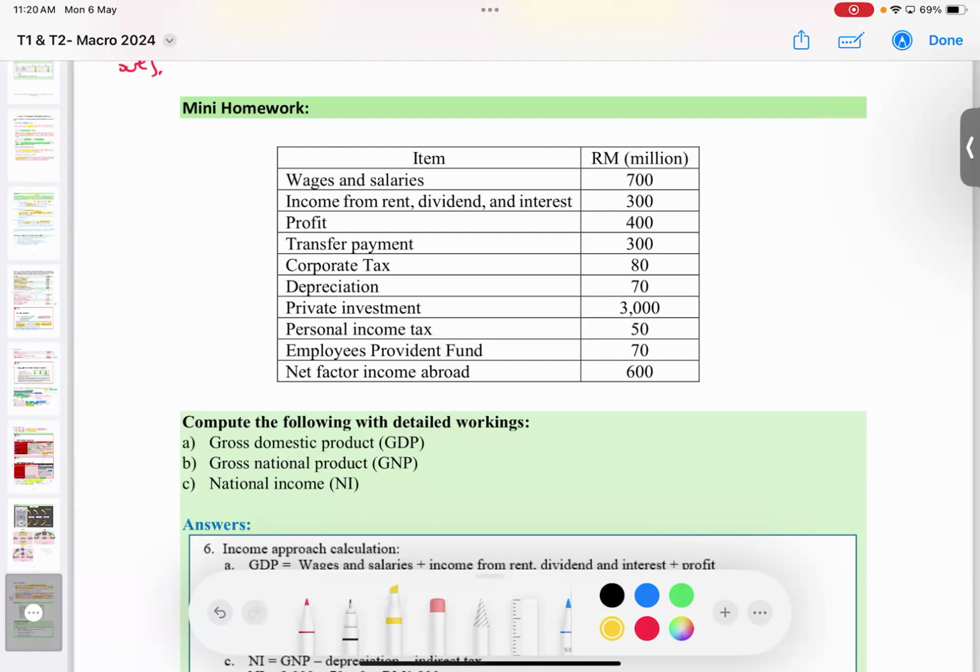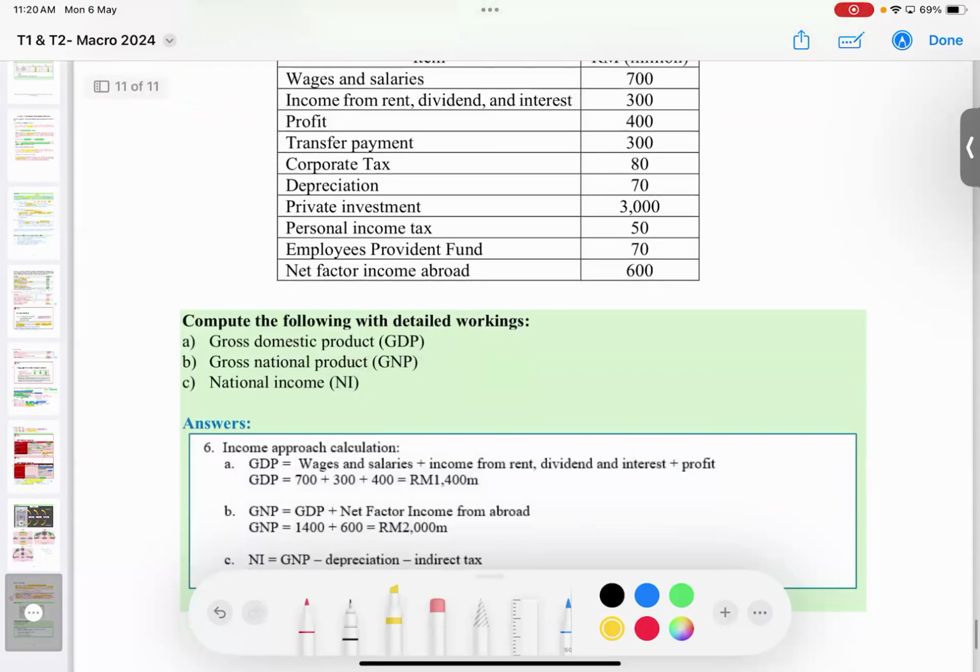Again, remember the tips from GDP to GNP, domestic to national. So what's the tip? You add net factor income from abroad. Very good. And then from GNP, change to national income. What do you do? You minus, because it's national income. So you minus the depreciation, and one more, the net indirect taxes.